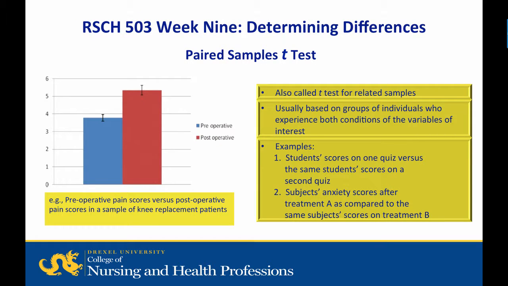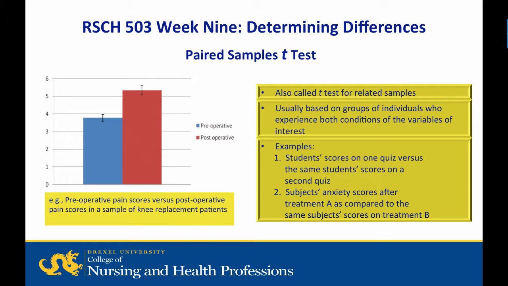The paired samples t-test, also called the t-test for related samples. This test can be used with two groups of individuals who are matched, or with a single group of individuals who receive both treatments at different times.